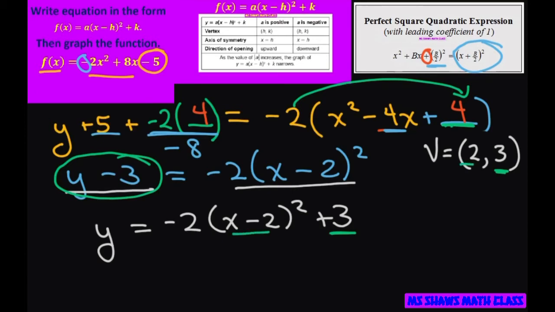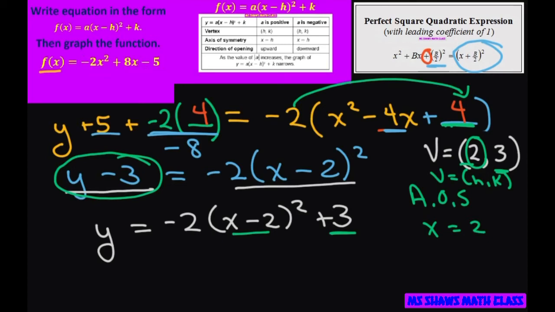Your axis of symmetry is your h part of your vertex. Remember, the vertex is h comma k. So it's going to be x equals 2. Let's look at your y-intercept, because the y-intercept helps us graph this a lot. When x is 0, this goes away, and you get negative 5. So our y-intercept is 0, comma, negative 5.